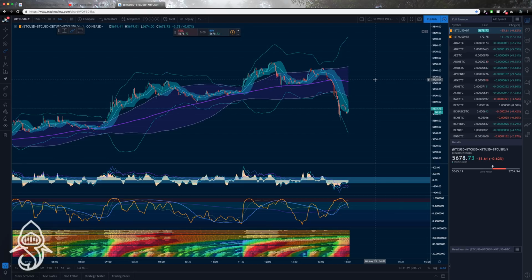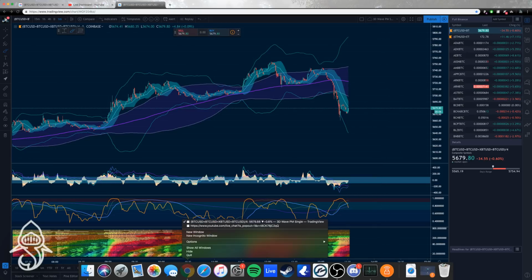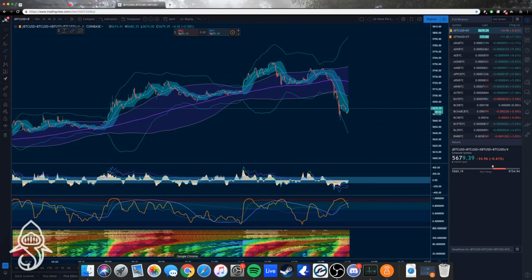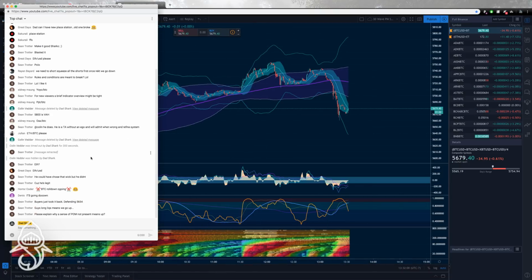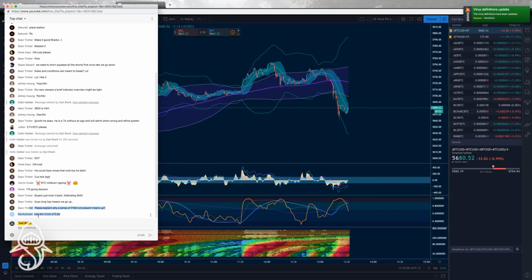Okay, let's do the comments again, shall we? Sean Trotter, please explain why the sense of the plume of mass not present means up. You're gonna have to tell me what time frame, so I can take a look at that.